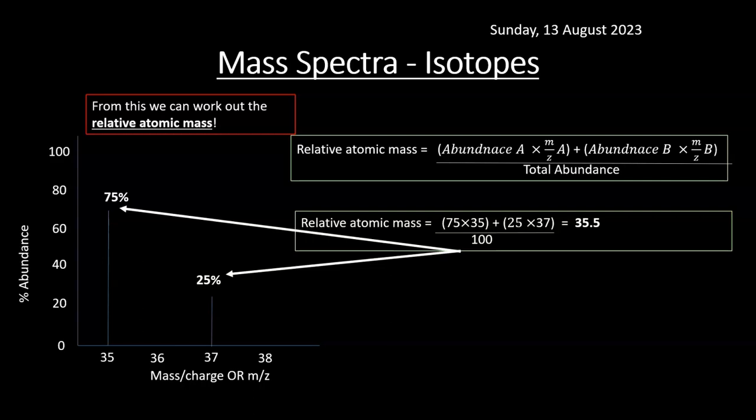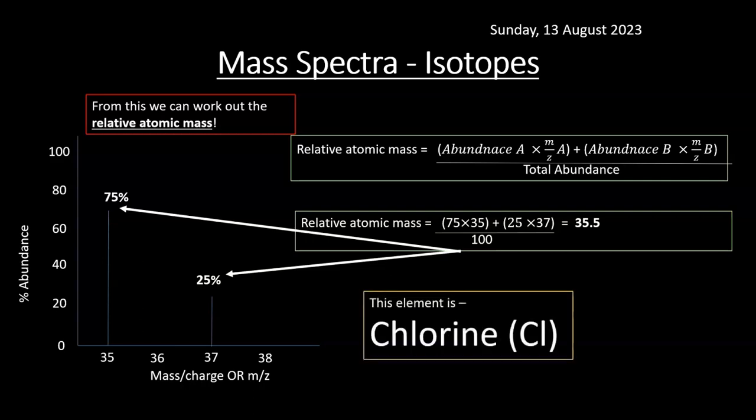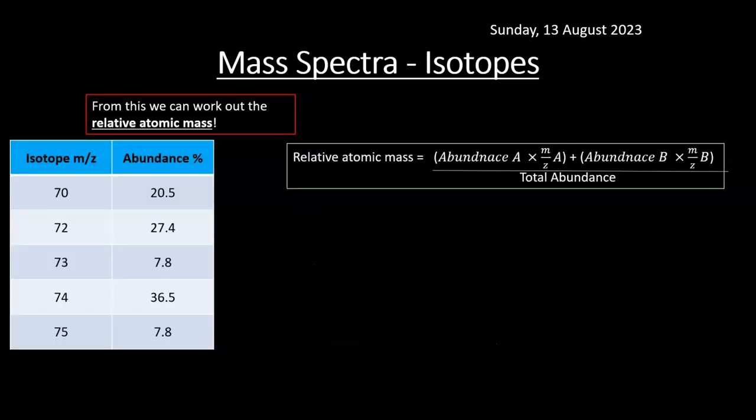So the relative atomic mass of chlorine is 35.5 because it's a weighted mean. It's an average. It's not just simply 35 plus 37 divided by 2, because both the isotopes are not equally abundant. The 35 isotope, of course, is 3 times more abundant than the 37 isotope. So we do a weighted mean, as you can see here. And this, of course, as I said, was chlorine.